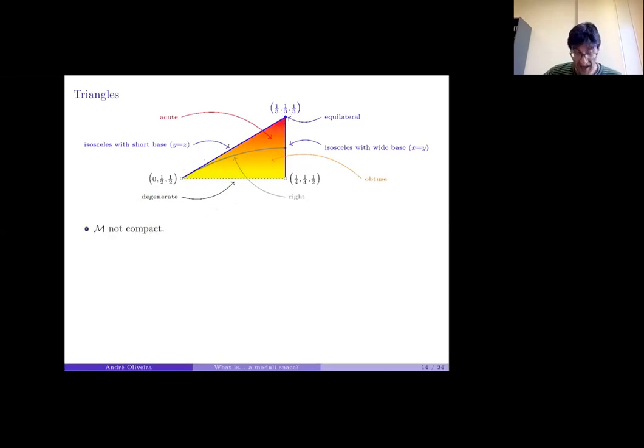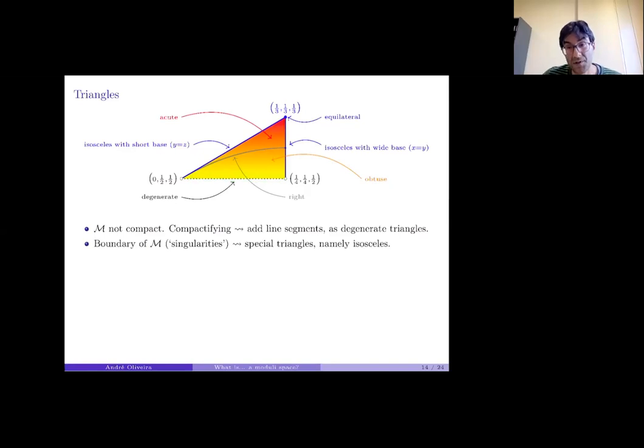Okay, so M is not compact, as I told you. So you can compactify this by adding this line, and you consider this as degenerate triangles, as we already saw in the case of the circle, these are degenerate things. Now here we have a new phenomenon. This space, you can think of it as not being smooth, because you can think of this boundary as the singularities of this space. So the boundary of M, think of it as singularities, corresponds to special triangles.